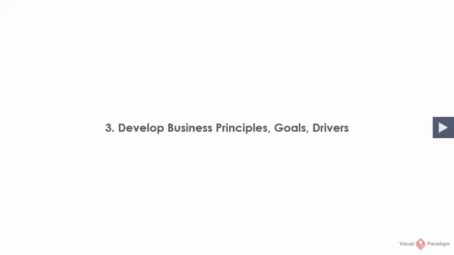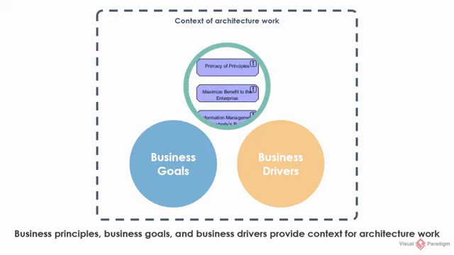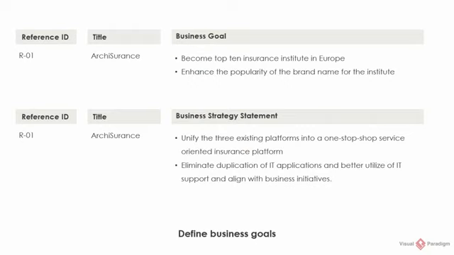Activity 3. Business principles, goals and drivers. Business principles, business goals, and business drivers provide context for architecture work by describing the needs and the ways employed by the enterprise. In the previous activity, you've identified the business principles already, so now we will focus on identifying the business goals and drivers. A business goal is a high-level statement of intent, direction, or desired end result for business transformation. In this activity, you need to define the goals by describing the following things.